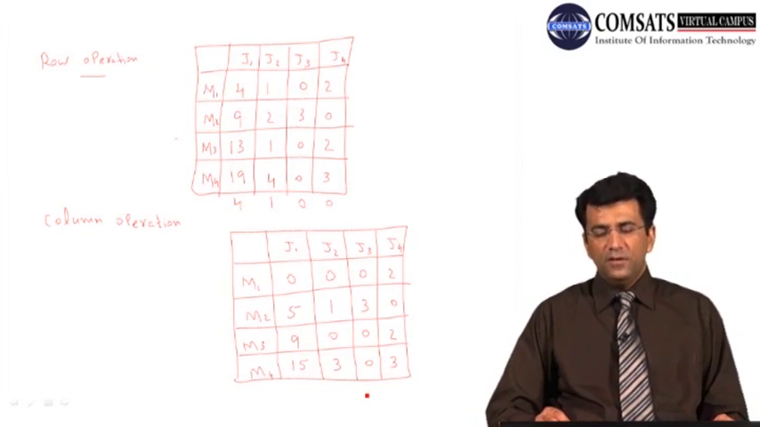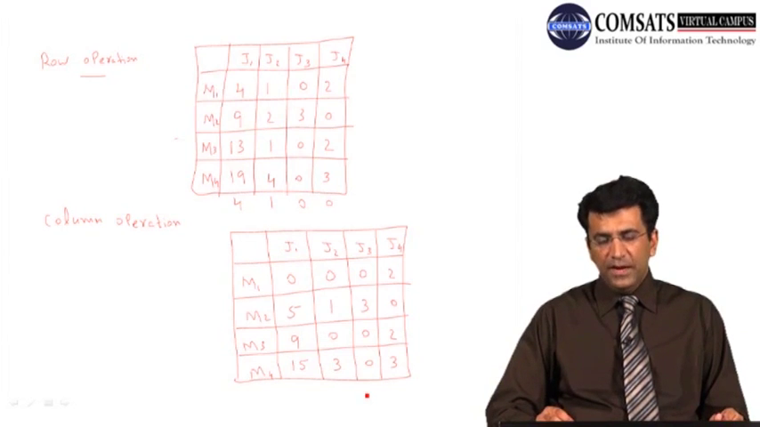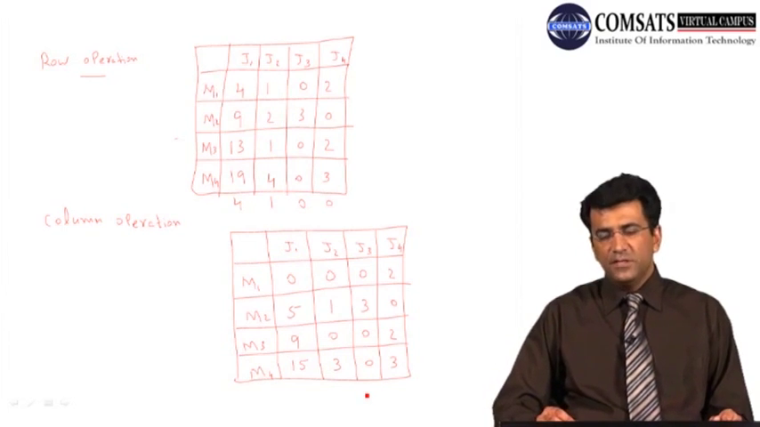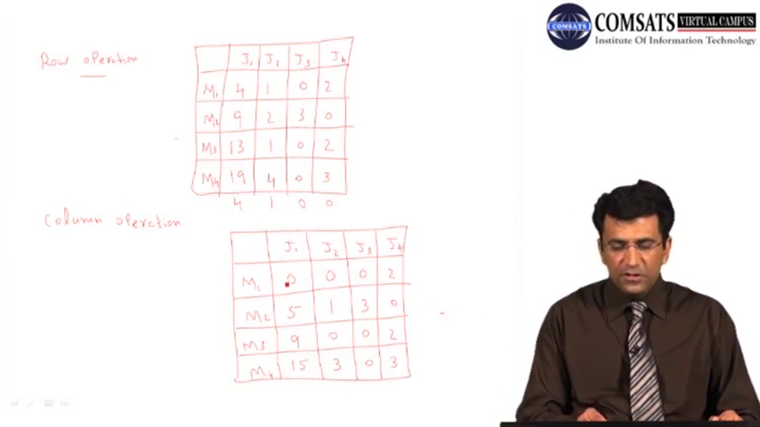So up till now what we have done, we have used that particular step for maximization problems. Then we applied the row operation, and then we applied the column operation. Then in the next step we'll have to make the particular assignment. So let's start from the first row. This is our first row.